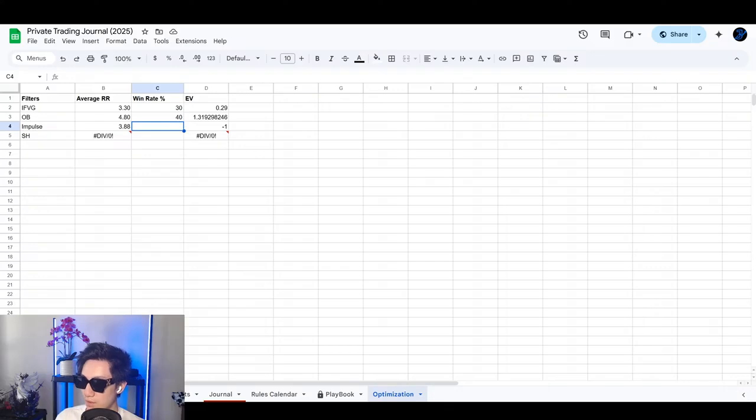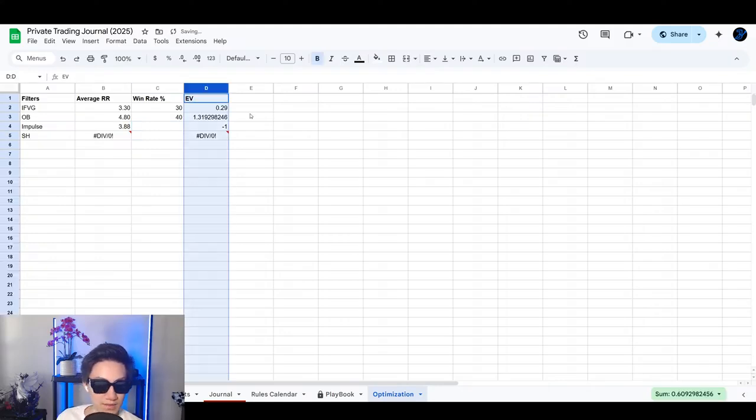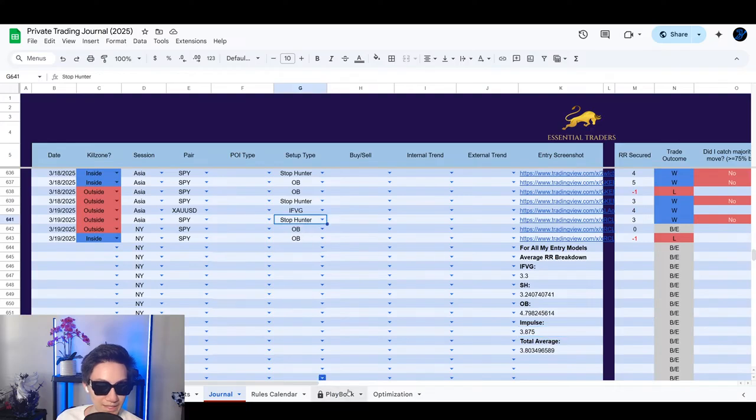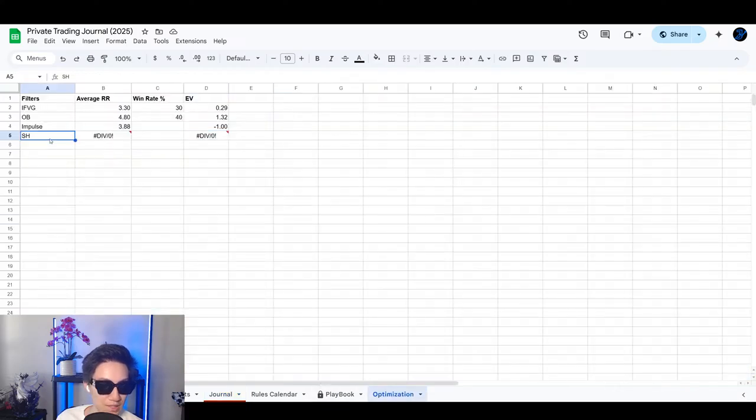4.8. 4.8. 4.8. There we go, it is right. Okay, and then we'll round these also to just that. That should be good enough. Obviously, this is negative, and this is divided by 0 because Stop Hunter, I named it S Stop Hunter. So I have to change this to Stop Hunter exactly. I don't think Google Spreadsheet is case sensitive, so it's not a huge issue.